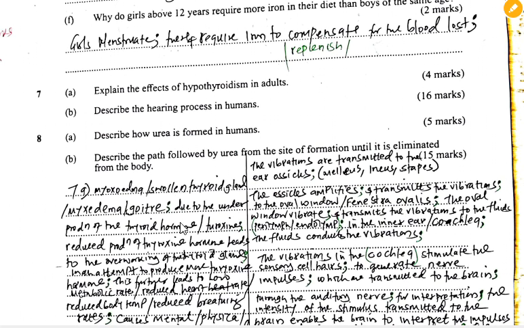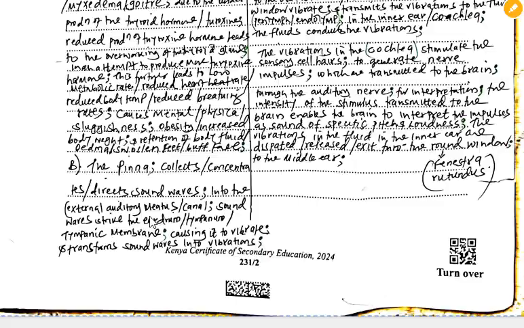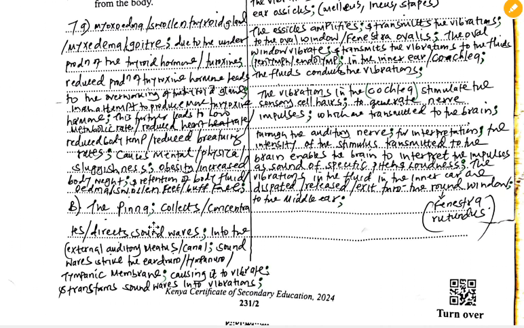describe the hearing process in humans. In the hearing process, we have the pinna. The pinna is the outer ear, in short. This pinna is funnel shaped to collect and concentrate sound waves into the external auditory meatus, or in other terms we call it the canal.